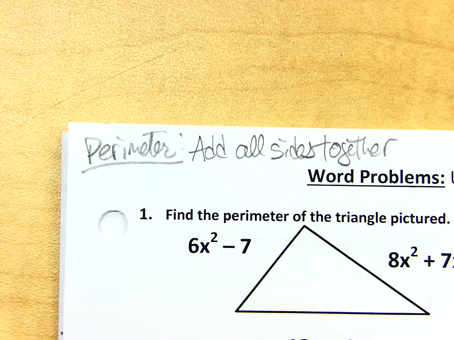Why would you be multiplying this? Because you're about to do area. Why would you write perimeter? Because there are some perimeter problems on here.